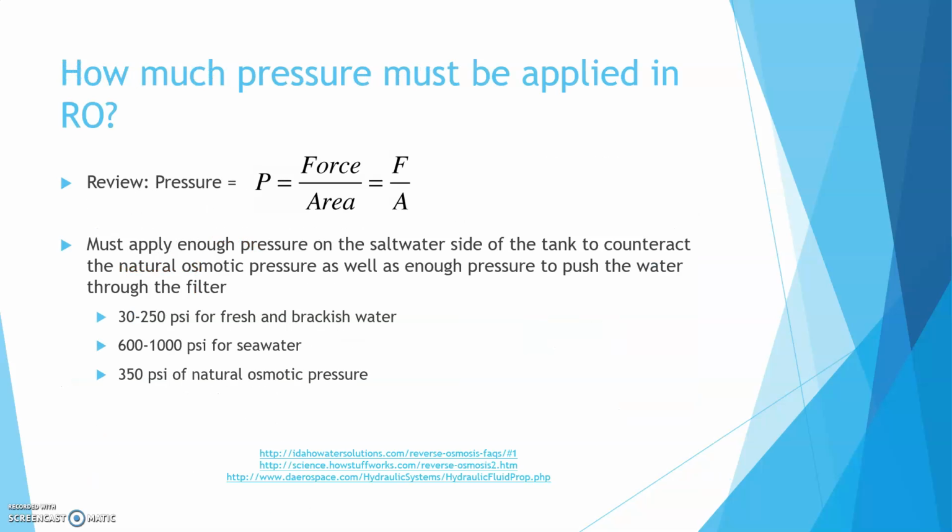Now the question is, how much pressure must be applied in an RO? Pressure is equal to force by area. We must apply enough pressure on the saltwater side of the tank to counter the natural osmotic pressure as well as enough pressure to push the water through the filter. 32 to 50 psi for fresh and brackish water, 600 to 1000 psi for seawater, with 350 psi of natural osmotic pressure.